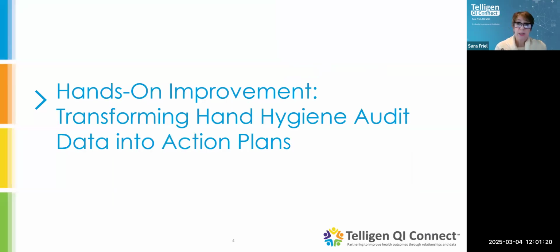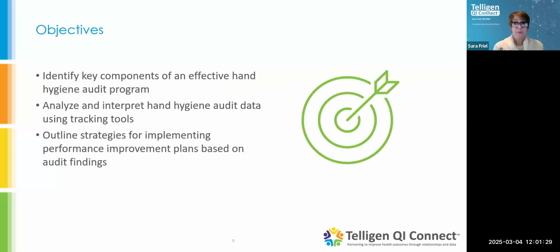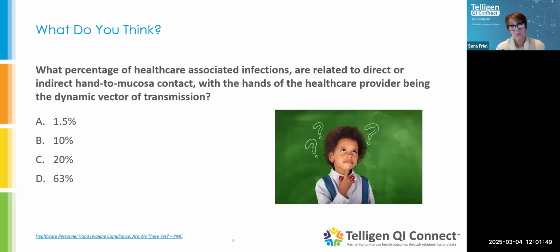So today we're going to be talking about hand hygiene and using audit data to drive action plans. Objectives for today are to identify components of an effective hand hygiene audit program, and in using audit tools to analyze and interpret hand hygiene data. And then, based on your audit findings, to outline strategies for implementing performance improvement plans.